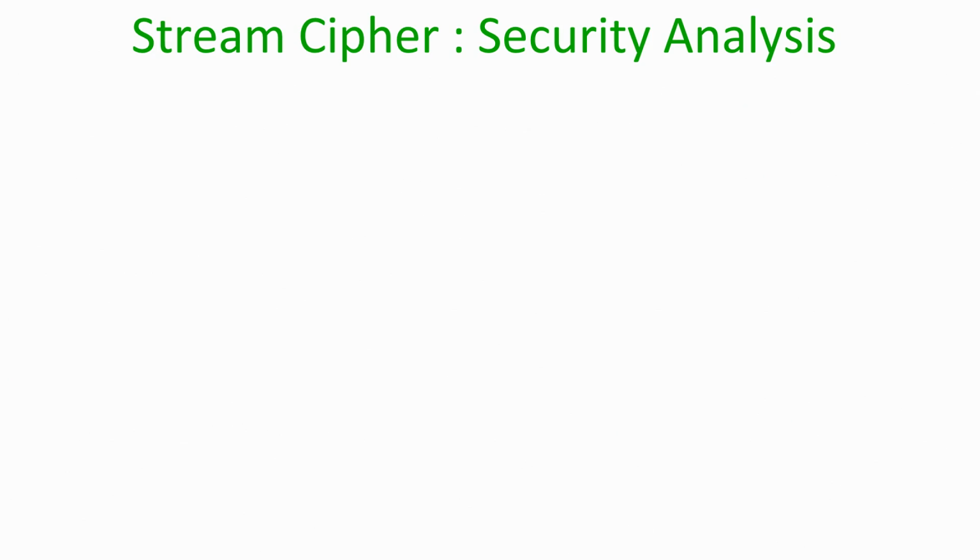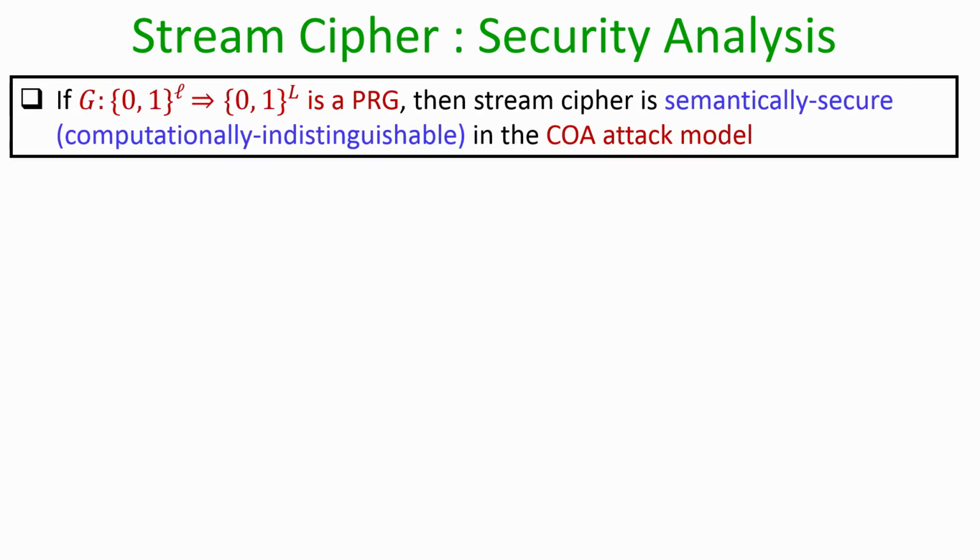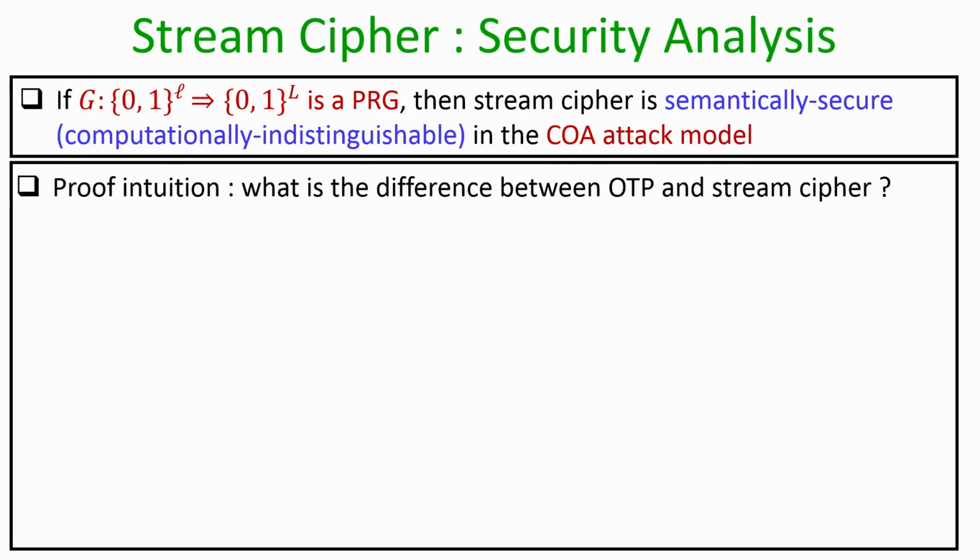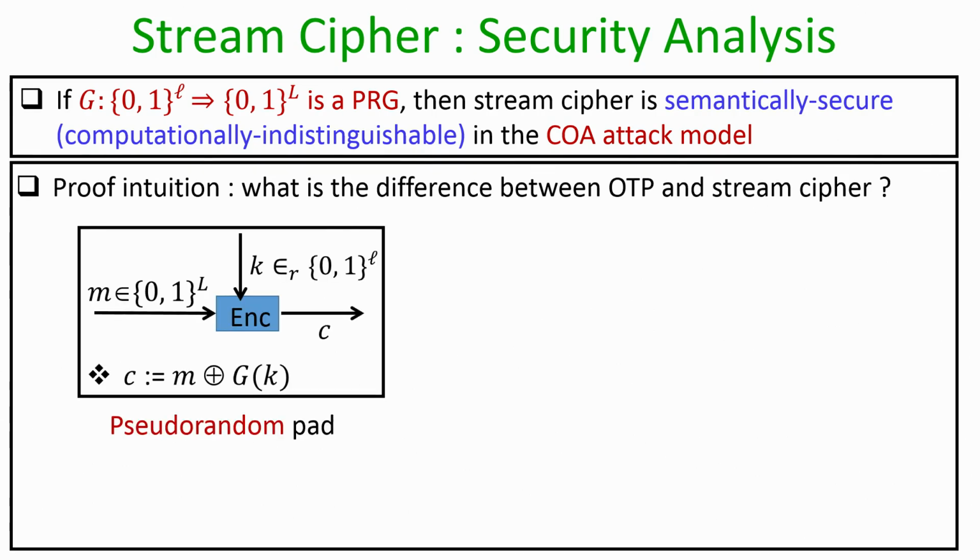So, now let us analyze why this stream cipher is secure. The claim that we want to make here is that if your algorithm G is a secure PRG, then the stream cipher that we have designed is semantically secure. That means it is computationally indistinguishable in the ciphertext only attack model. And the proof intuition for proving this claim is as follows.